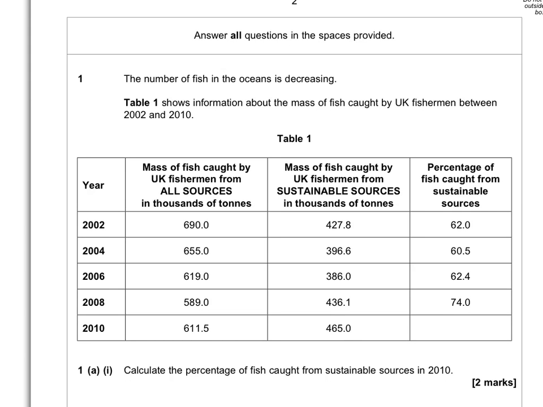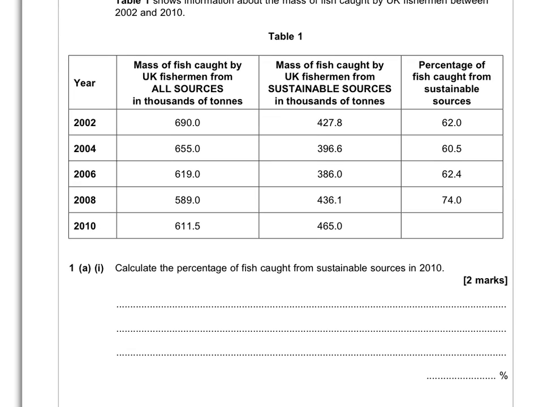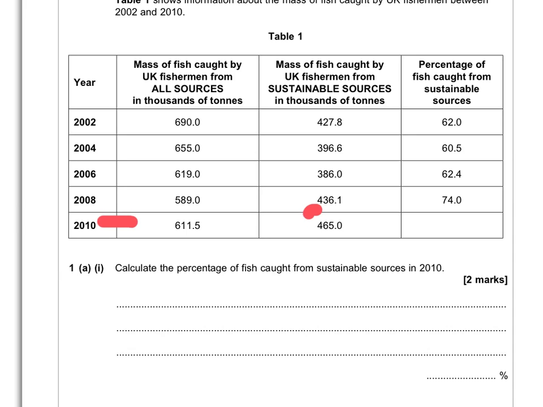Beginning then with question number 1, which looks at a table here. It says table 1 shows information about the mass of fish caught by UK fishermen between 2002 and 2010. What are they going to want us to do with this? Well, the first question says calculate the percentage of fish caught from sustainable sources in 2010. So we're clearly going to be looking at this row of the table here. Sustainable sources is here. And before we can do it, we need to figure out the number that goes in that column there, isn't it, the percentage.